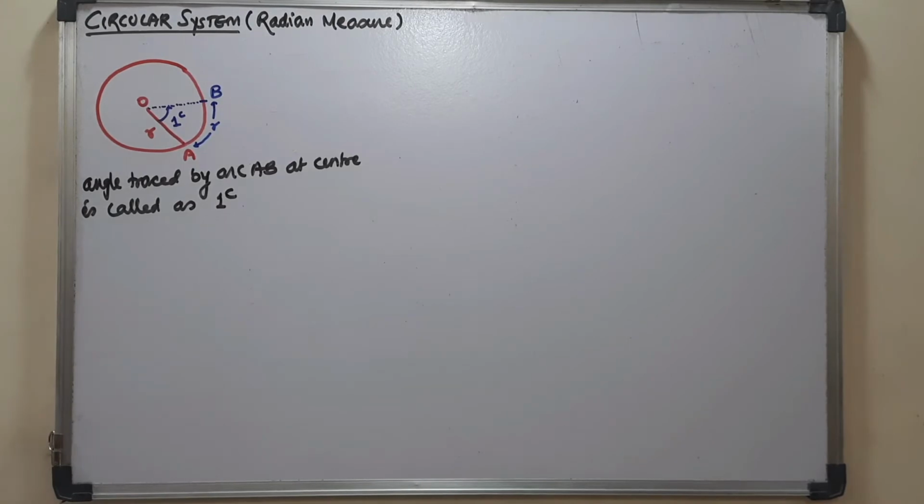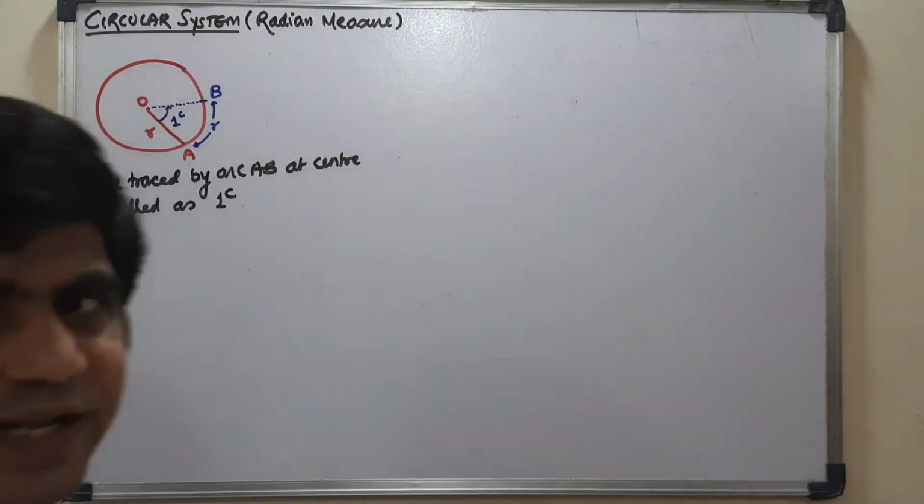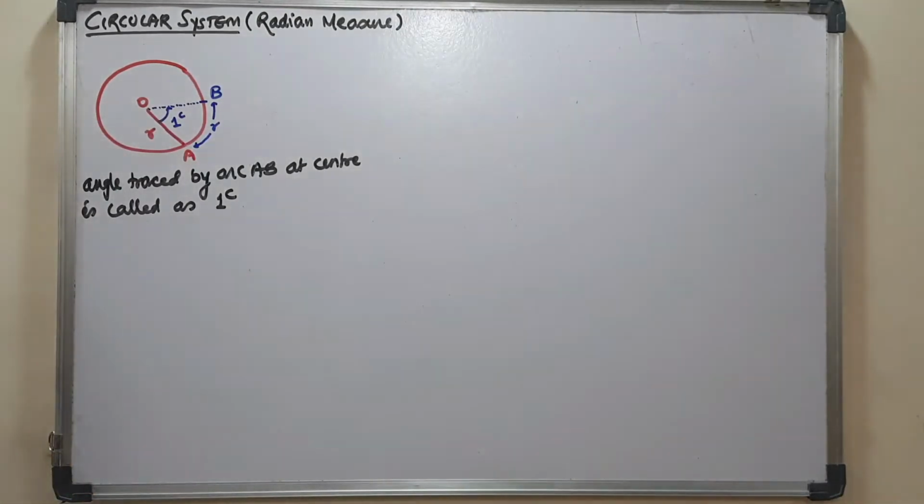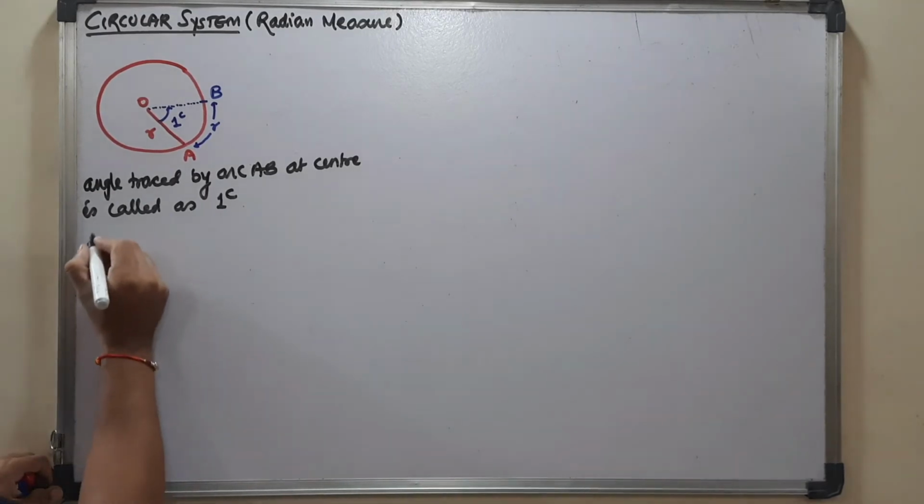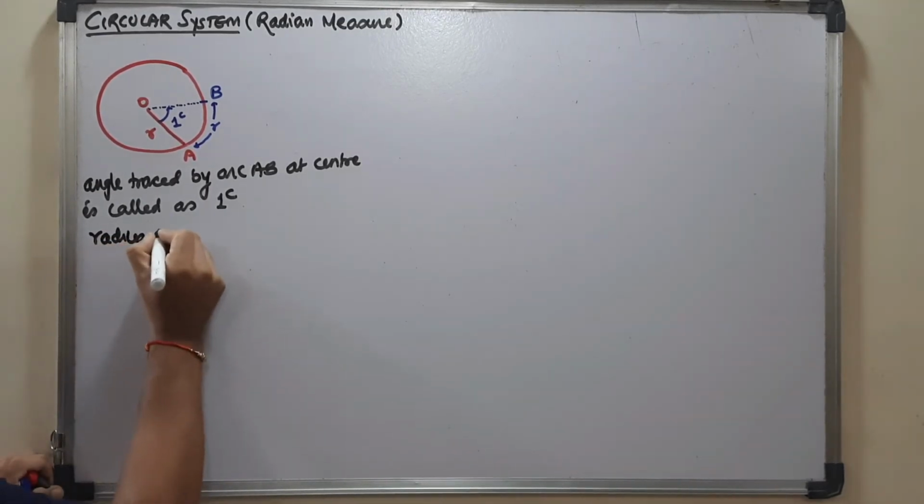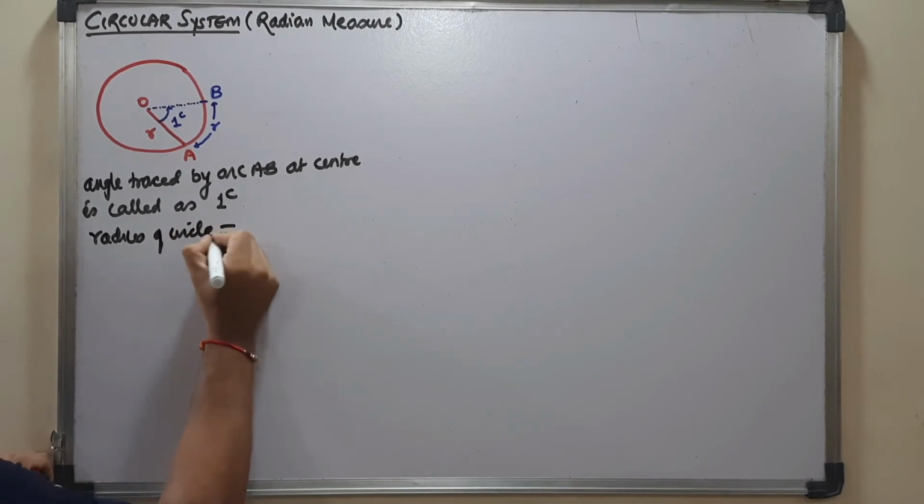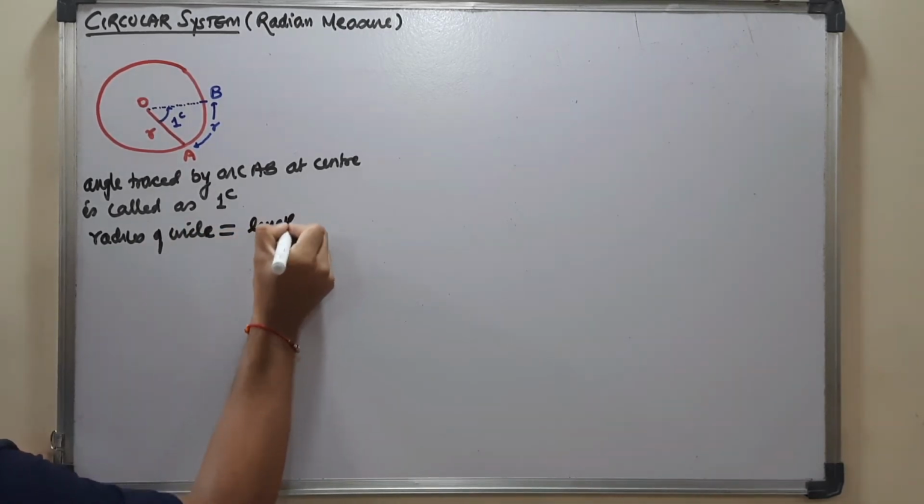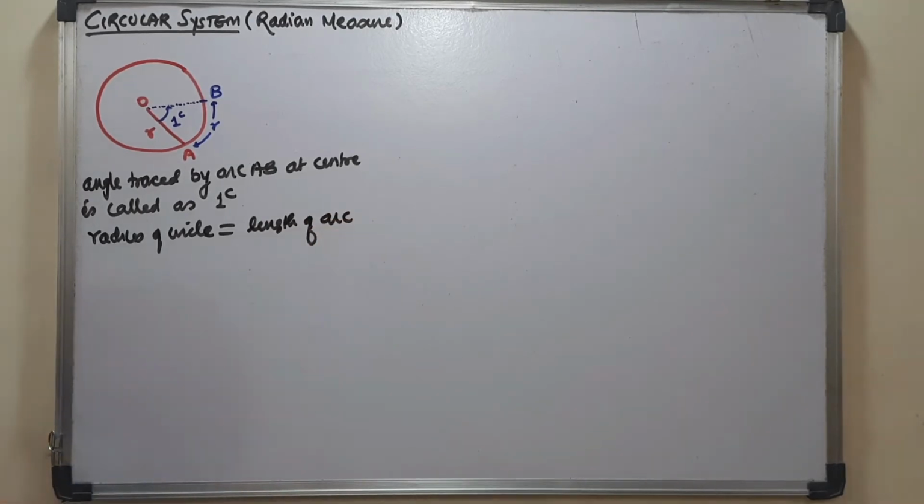It is also said as angle subtended by the arc. The angle subtended by arc AB at the center is called 1 radian. The condition over here is that the radius of the circle is equal to the length of the arc. So that particular angle traced is called 1 radian.